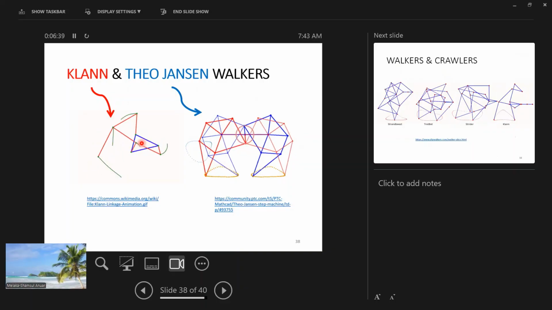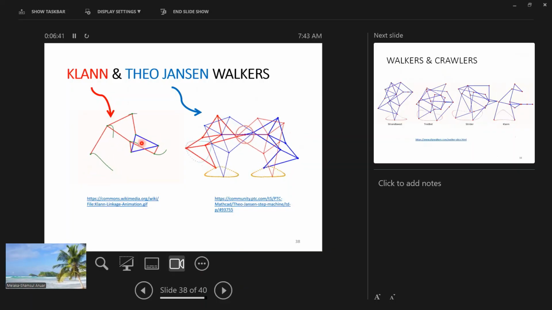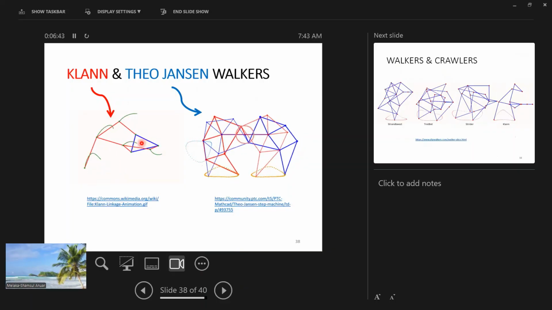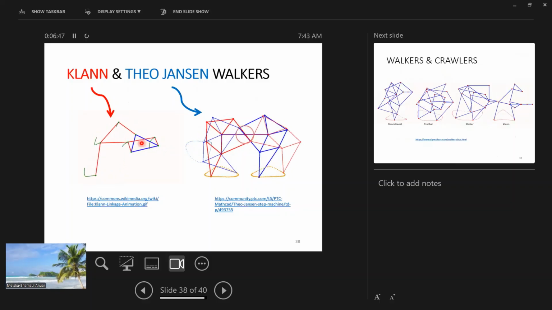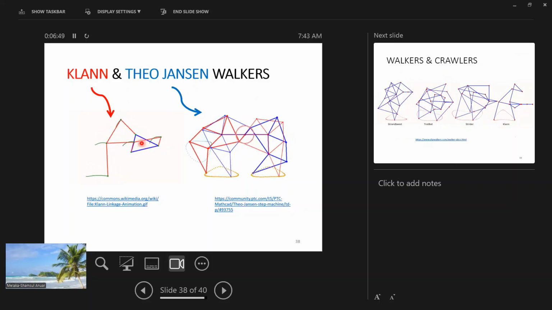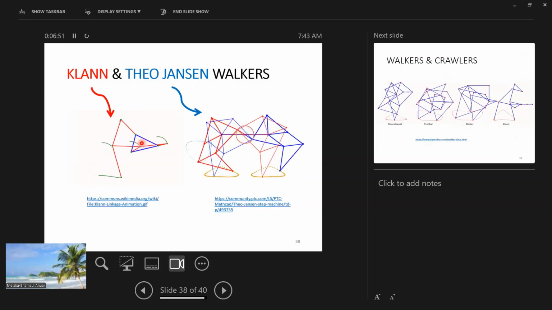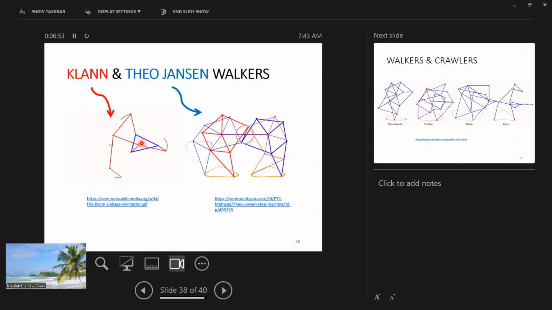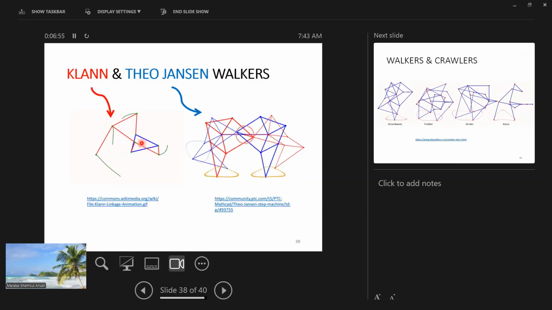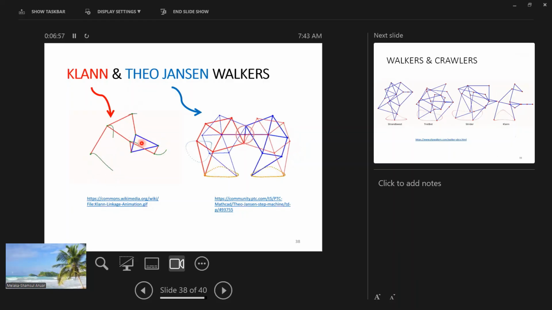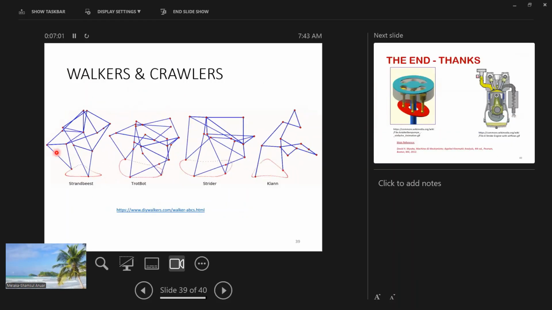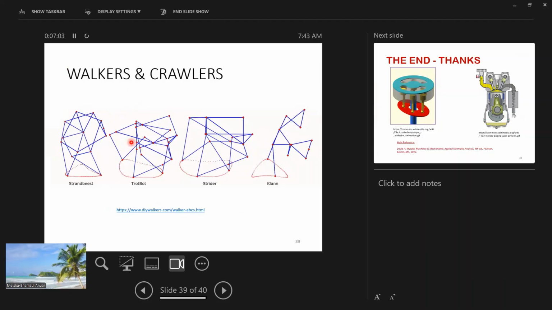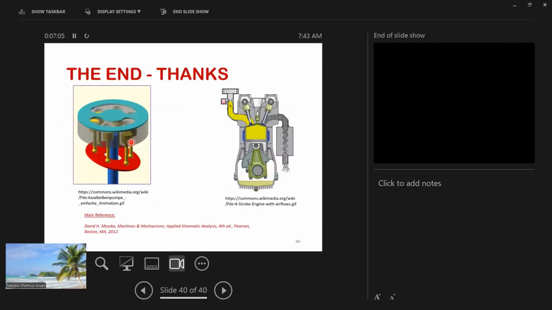And we can also have walkers such as Theo Jansen and Klann, and you can find out about a lot of others. They are complicated and can be used for building some interesting machines. The walkers. So we also have Strandbeest, Trotbot, Strider, Klann. And that's about it, people.